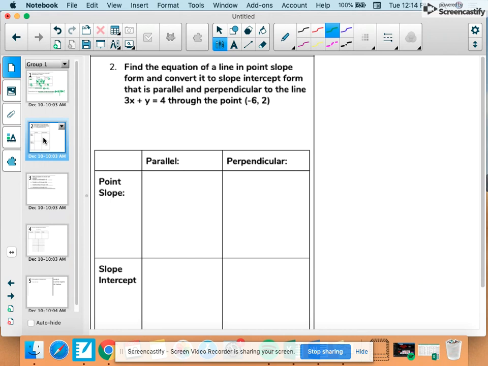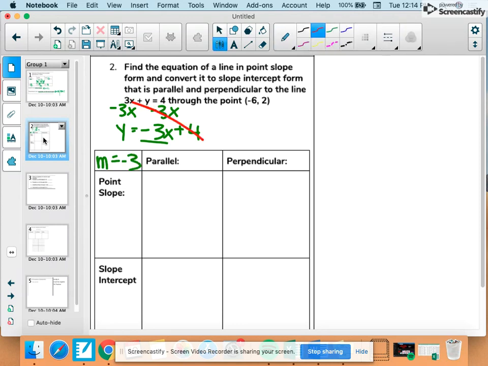For this one, we're going to find the equations that are parallel and perpendicular to the line 3x plus y equals 4 using the point negative 6, 2. First things first, we want to get the slope from the equation that they tell us we're writing parallel and perpendicular to. Again, in order to do that, it has to be in slope-intercept form. So we subtract the 3x, and that gives us y equals negative 3x plus 4. So y is by itself, and now we can take the slope. The slope is negative 3.